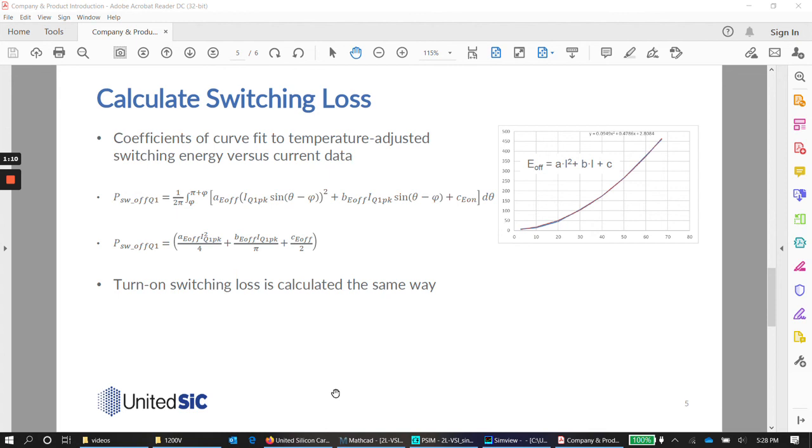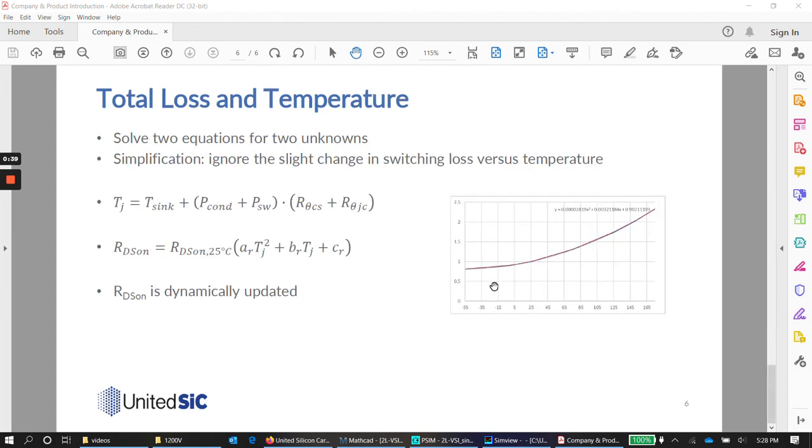And we calculate the switching loss. First we take the switching loss data from the datasheet, adjust it to the operating temperature, and then we apply a second order curve fit to it. We take the coefficients, put them in the equation, integrate over a line cycle, or fundamental cycle I mean, and we end up with, again, a closed form equation for the average switching loss over that full cycle. Turn on loss is calculated the same way as turn off loss.